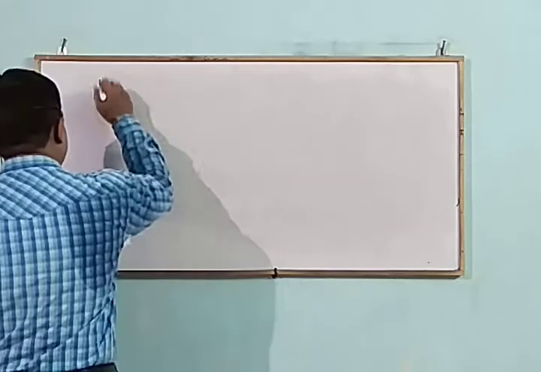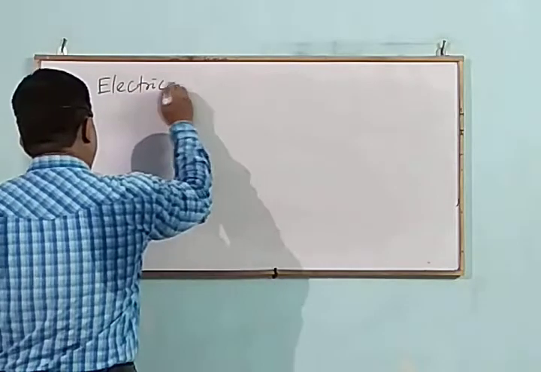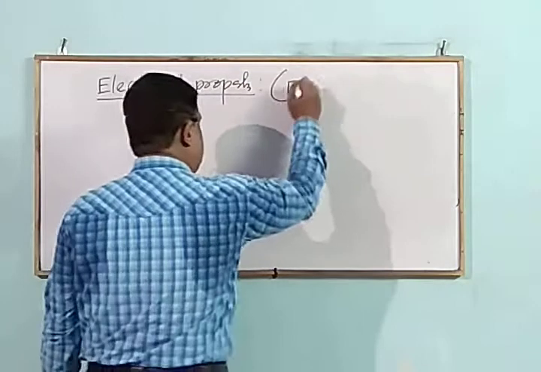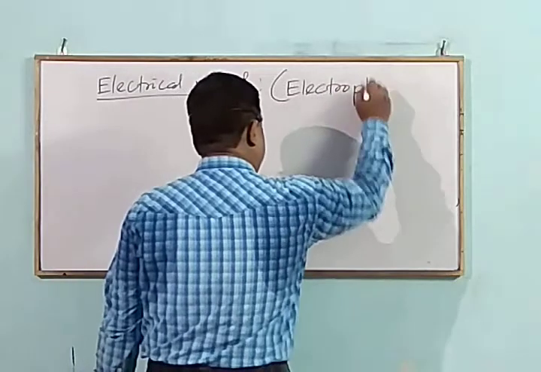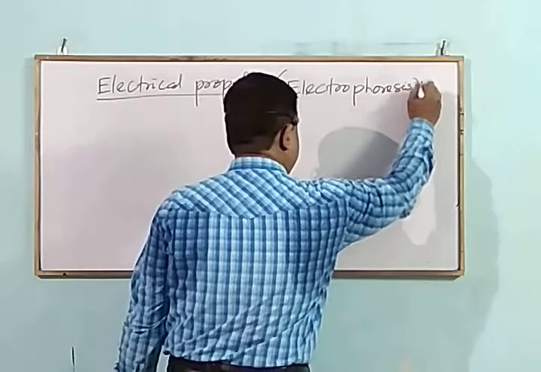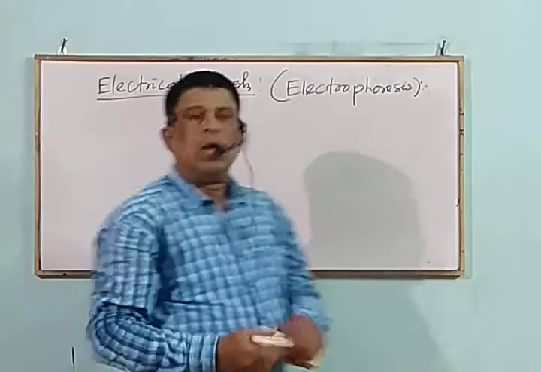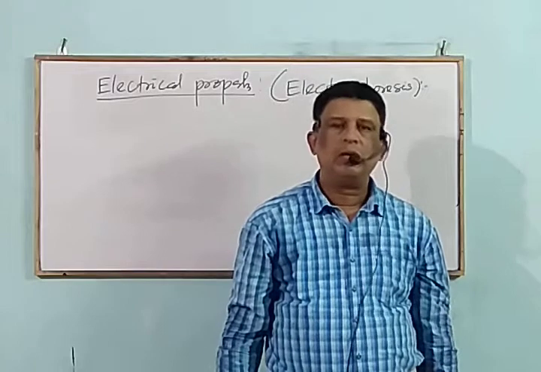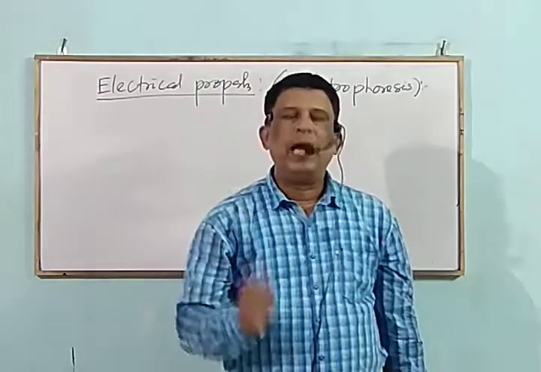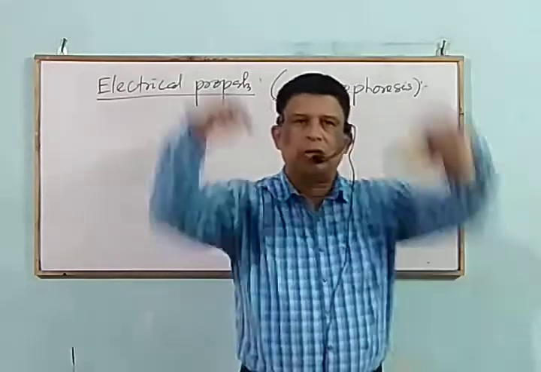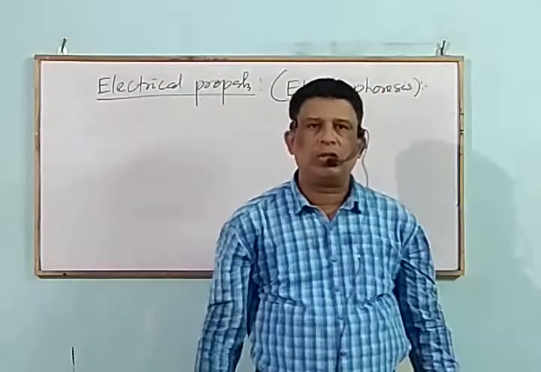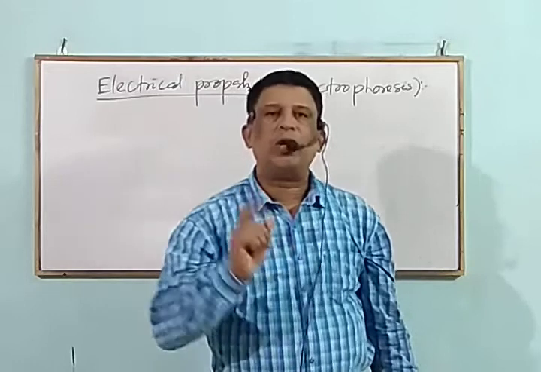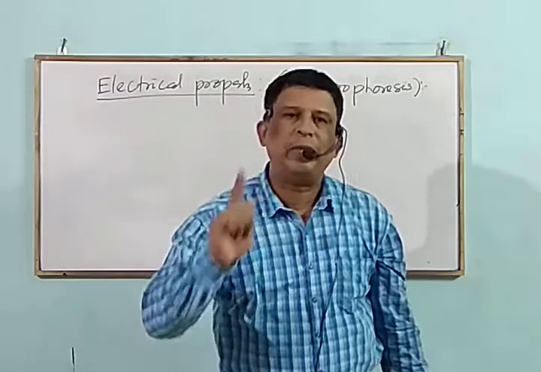Next is electrical property, or it is known as electrophoresis. We know that colloidal particles may be positively charged or negatively charged. So, when an electric field is applied in the colloidal solution, with two platinum electrodes dipped in the colloidal solution and electric potential applied, then there is a migration of colloidal particles to their respective electrodes.